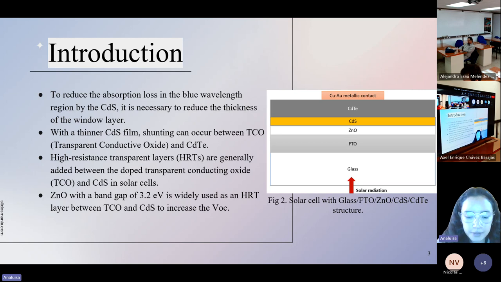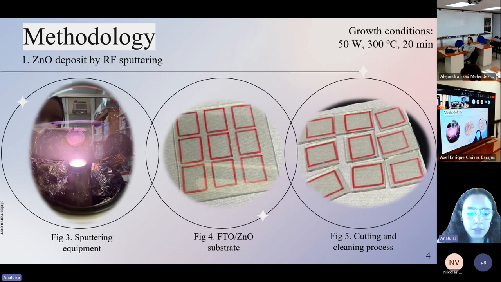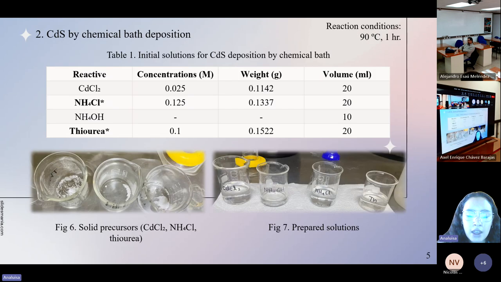Zinc oxide was proposed for this layer because of its excellent optical and electrical properties as a high resistance transparent layer. The methodology employed begins with the cleaning of the substrates and the zinc oxide deposit by radiofrequency sputtering with conditions of 50 watts at 300 Celsius degrees for 20 minutes. Next, the cadmium sulfide deposition by chemical bath.